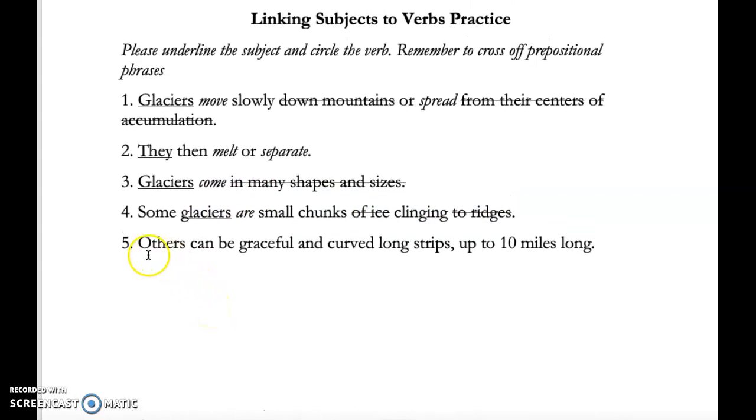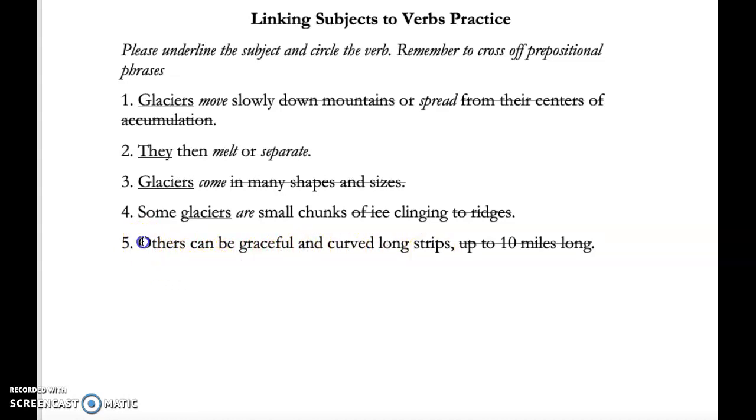Finally, we have others can be graceful and curved long strips up to 10 miles long. Up is a preposition, so I say up what? Up to 10 miles long. I can cross that out. Now I've got others can be graceful and curved long strips.